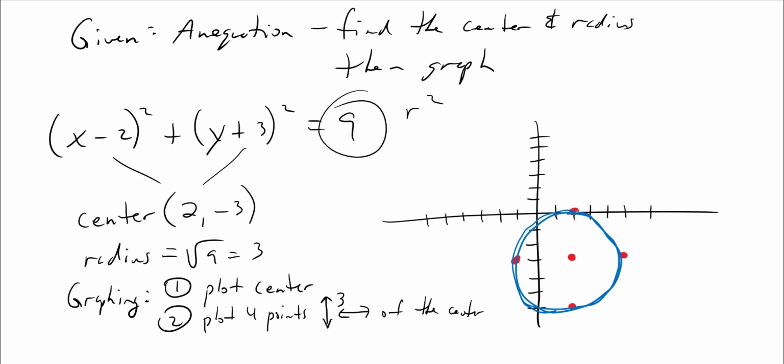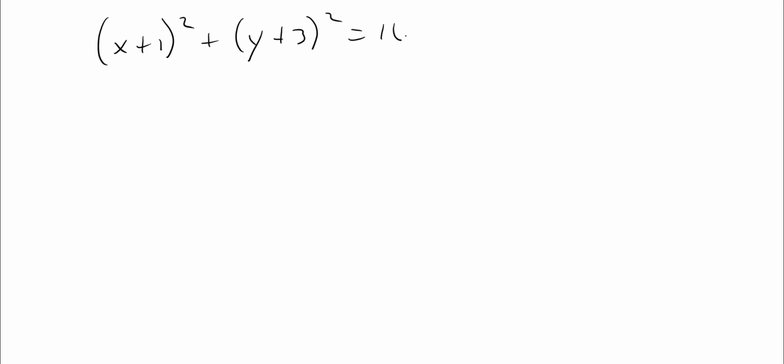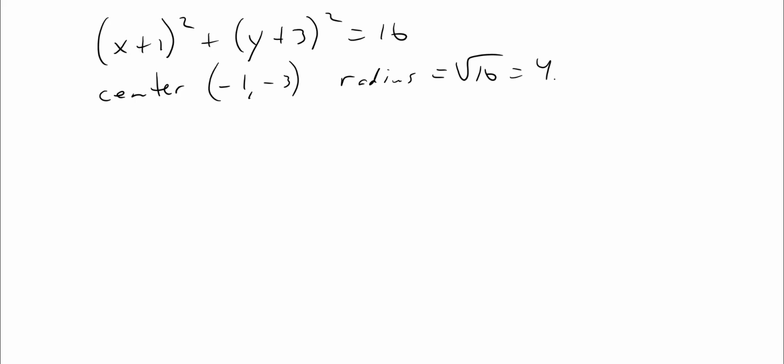Okay, so I have one more I want to draw with you guys. So let's do (x plus 1) squared plus (y plus 3) squared is equal to 16. Okay, center is opposite of those numbers, so negative 1, negative 3. Radius is the square root of 16, which is 4. Okay, that's easy. So I'm going to graph it now nicely here.